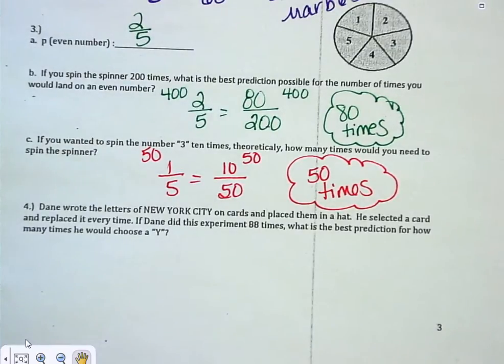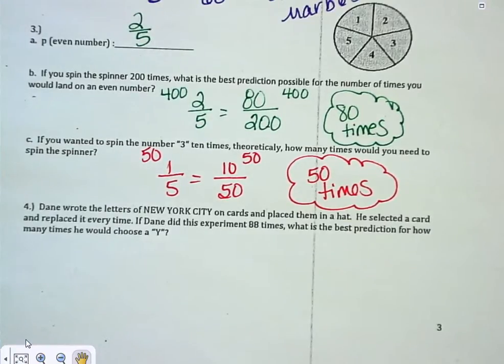Dane wrote the letters of New York City on cards and placed them in a hat. So each letter was on a different card and he put it in a hat. He selected a card and replaced it every time. That's important because if he took a card out and set it to the side, then that's going to change the number of cards in the hat. Do you understand what I'm saying? So if you draw a card, you can't put it to the side. You have to put it back in, shake it back up, and then draw another card. All right.